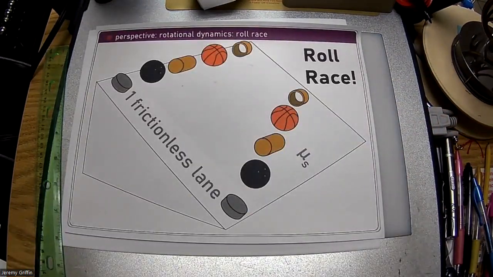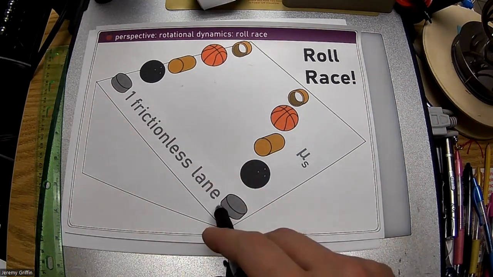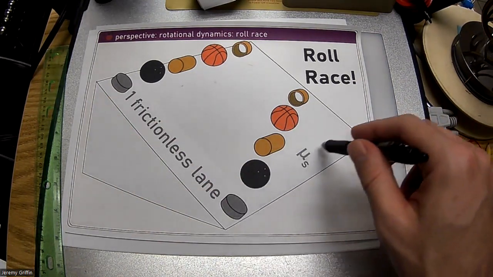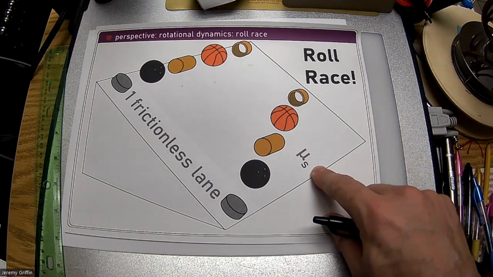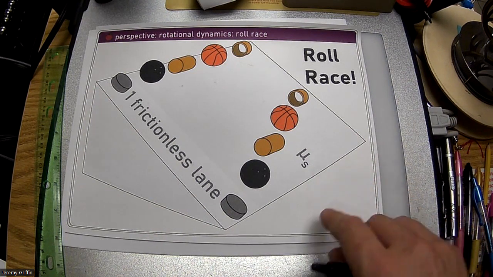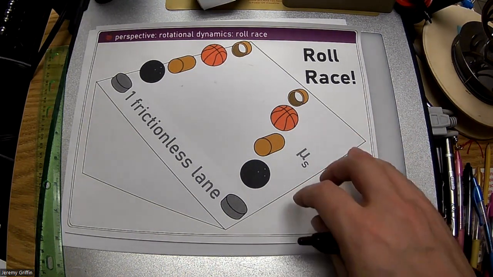And finally, last slide. If you have a roll race, you've got all these objects. I have one frictionless lane with an air hockey puck. That's going to beat everything. And then I have a coefficient of static friction for all these other ones. Notice I'm specifying static friction because if it was kinetic friction, it would be slipping as it's rolling. So static, there's no slipping. A lot of times they'll specify that: rolling without slipping, rolling without sliding.